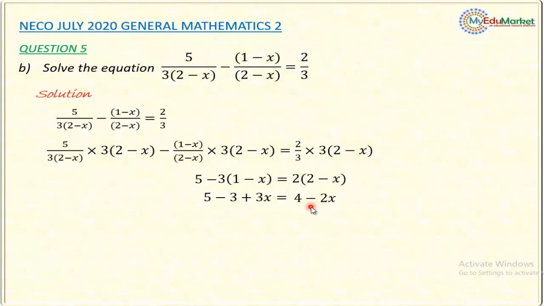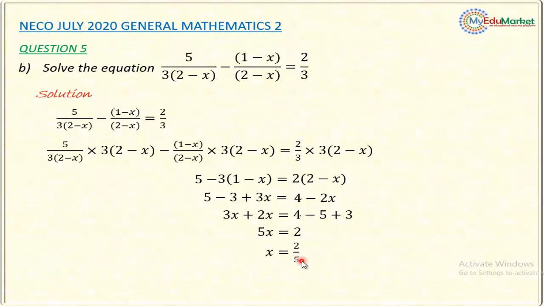So collecting like terms, minus 2x shifts to the left hand side, and 5 and 3 move to the right hand side. That gives 3x plus 2x equals 4 minus 5 plus 3. I continue collecting like terms. The left hand side gives 5x, and the right hand side, 4 minus 5 plus 3, is going to be 2. Divide both sides by 5 to get x. So x equals 2 over 5.